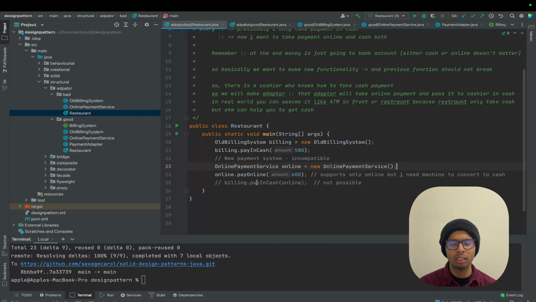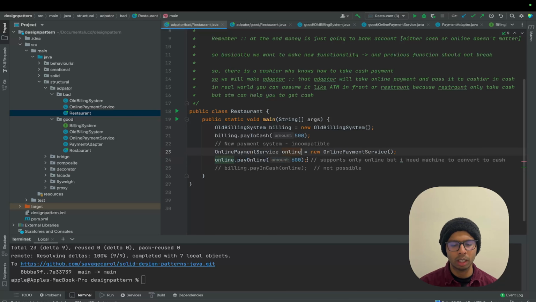So it means that when someone is going to pay with online money, it is not going to come to the restaurant. The restaurant will not be able to get it, because the restaurant is only saying that I can take the money in cash. This is a constraint in this code. So this is a bad code. Now let's move to the good code, and how we are going to solve this problem.